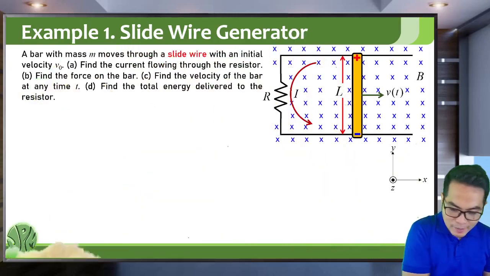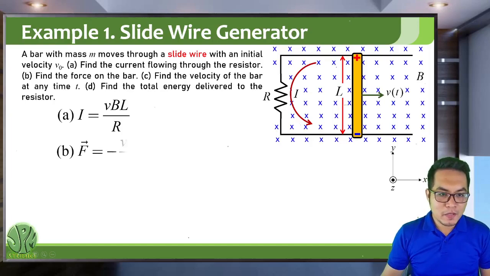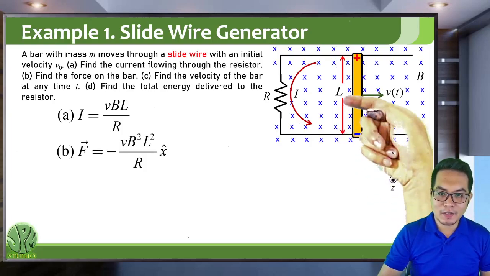So as a recap for this problem, the current is vBL over R. The force is along the negative x-axis, so in that direction.